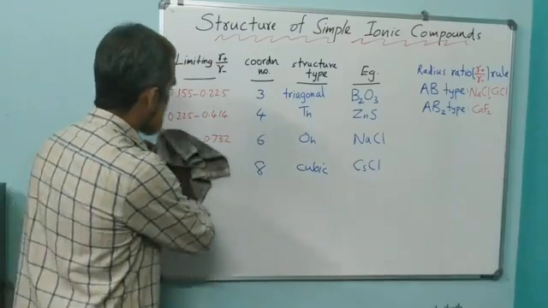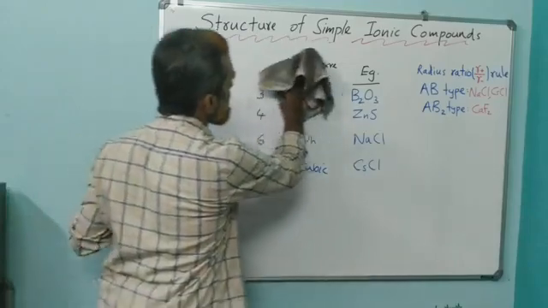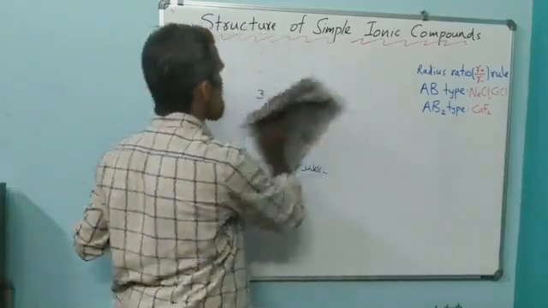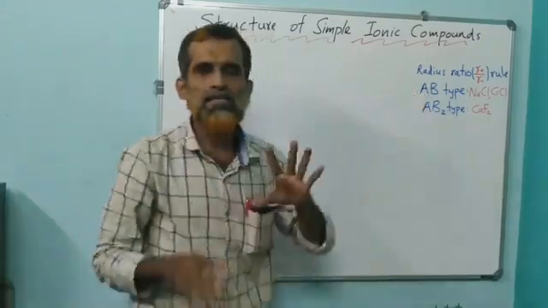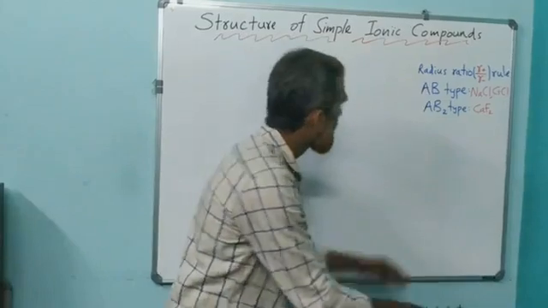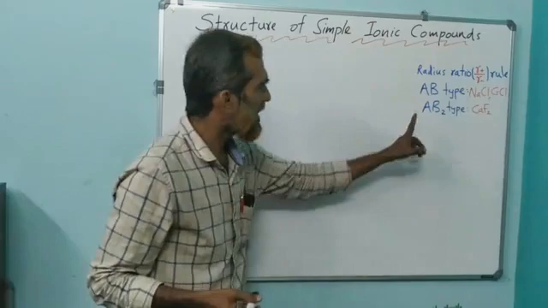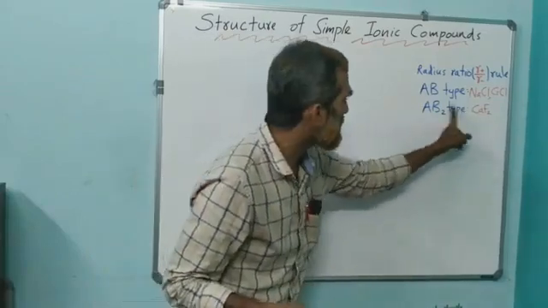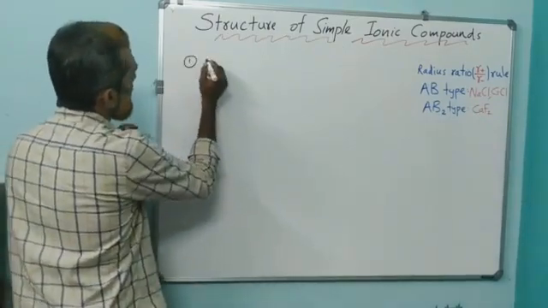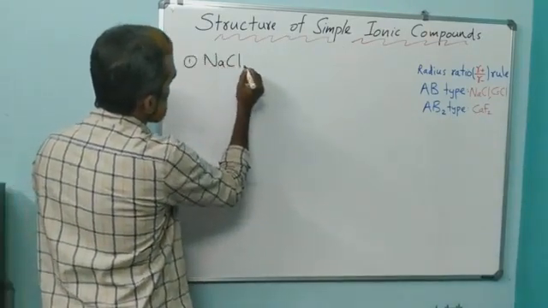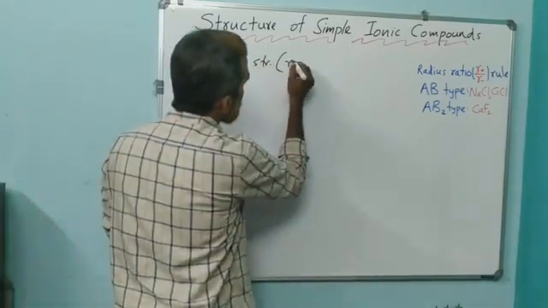Now we will consider mainly two types of structures in the case of ionic compounds. One is AB type. AB type means it's a 1:1 formula. Example NaCl and cesium chloride. And one example in AB2 type, that is 1:2 ratio, is calcium fluoride. We start with sodium chloride, the NaCl structure.